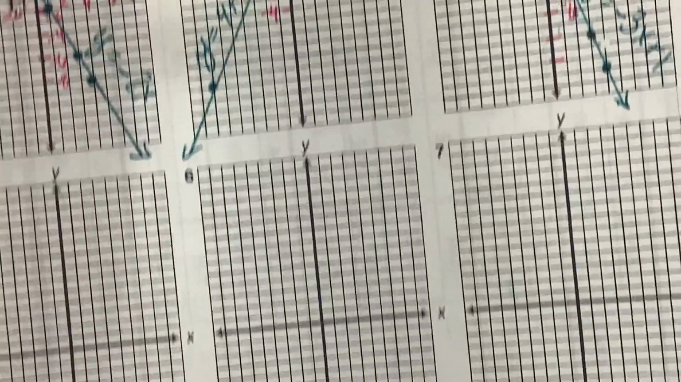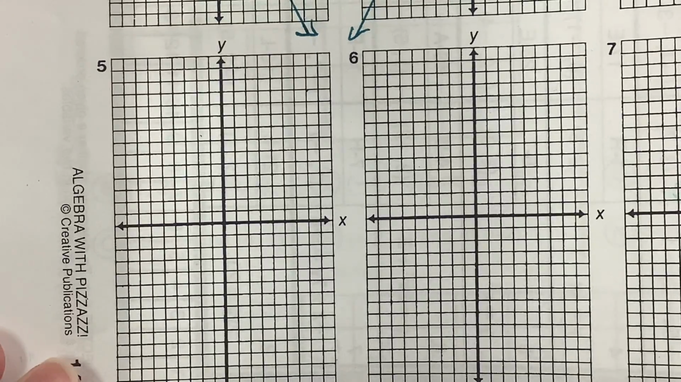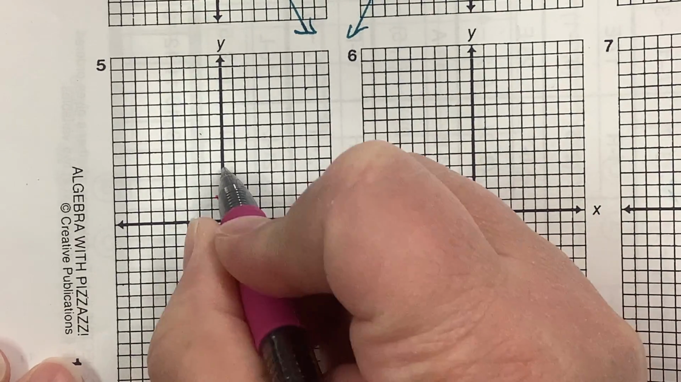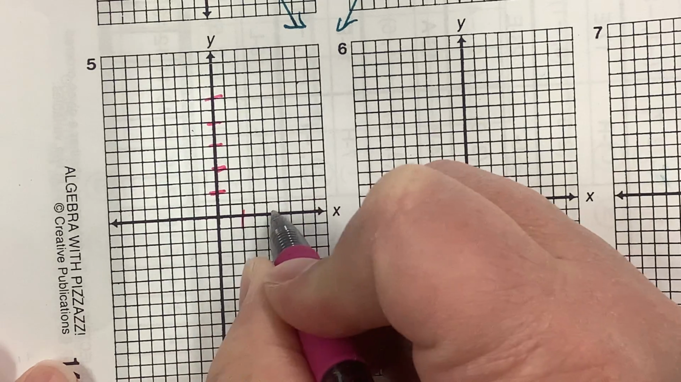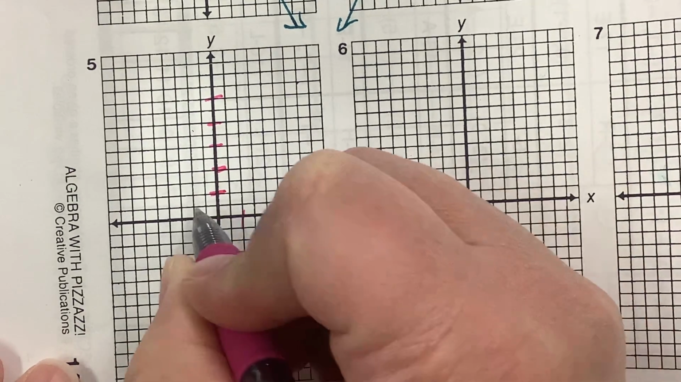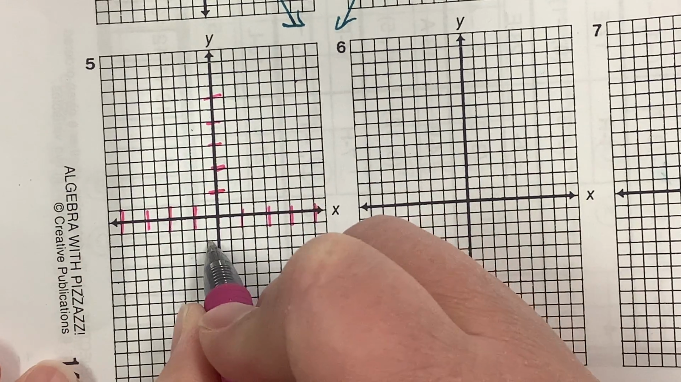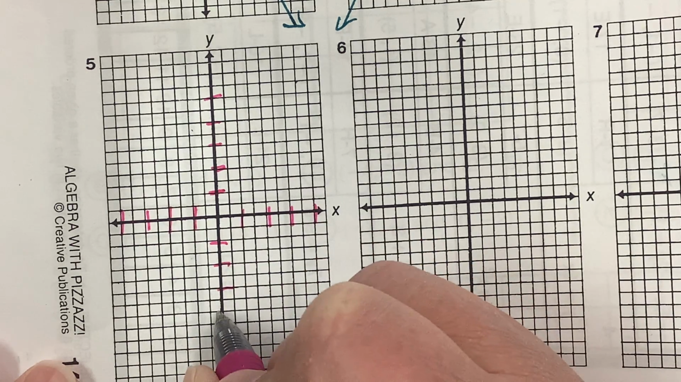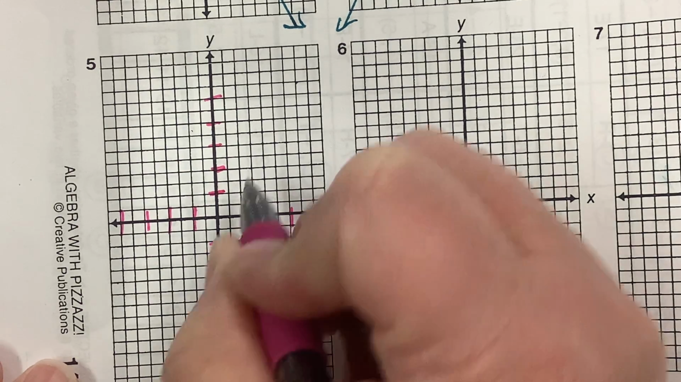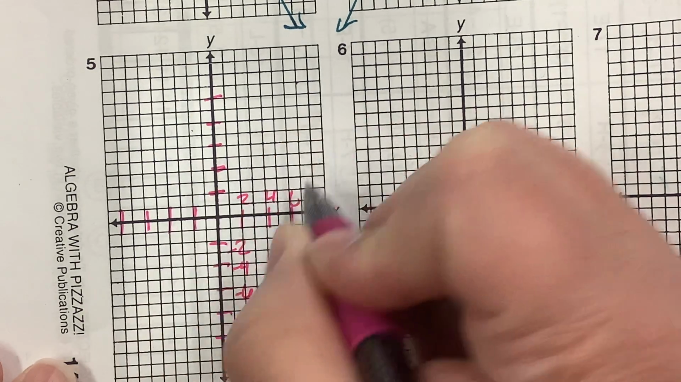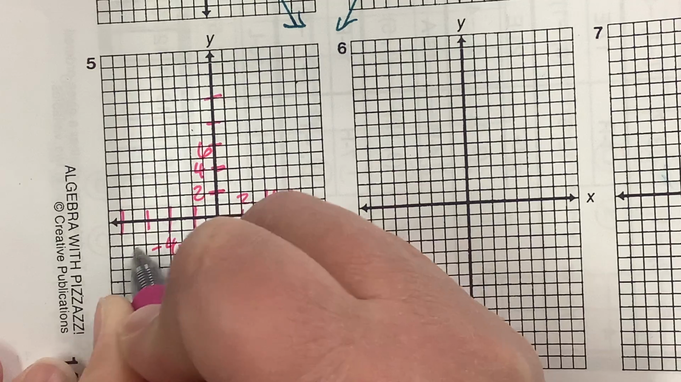Here we go. Let's put some very nice little numbers on here. So I apparently cannot graph without numbers. 2, 4, 6, 8, 10, 2, 4, 6, 8, negative 2, negative 4, negative 6, negative 8, negative 10, negative 2, negative 4, negative 6, 2, 4, 6, negative 2, negative 4, negative 6.